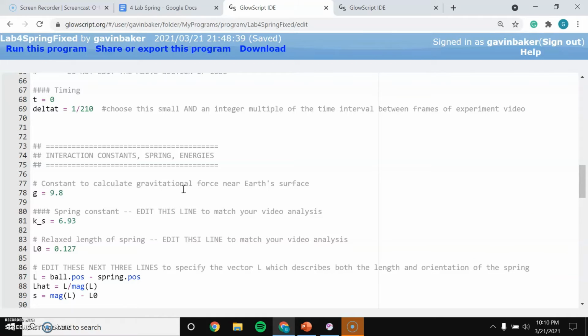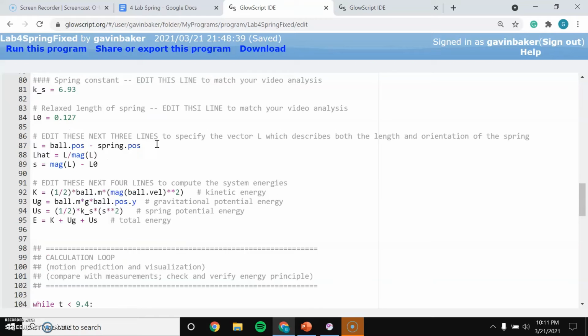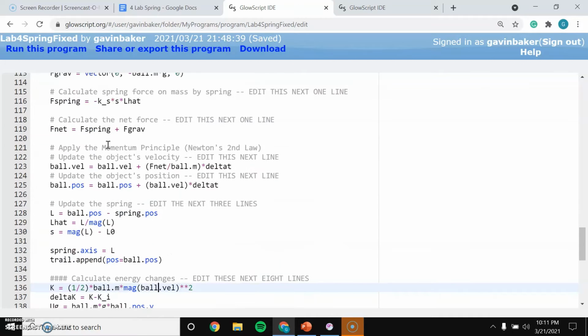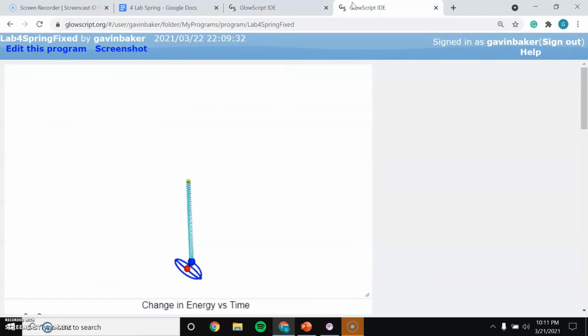Here is the code I use to produce the predicted data. The time step is 1/200th of a second to match the observed time step. Using the observed data, I calculated the spring constant and the relaxed length of the spring using the formula T equals 2 pi times the square root of m divided by k. And these energy equations down here are how I calculated delta E and the rest of the data.